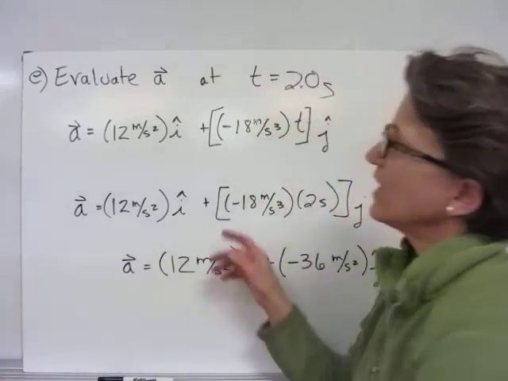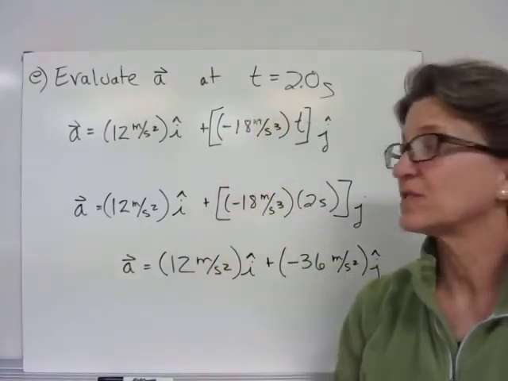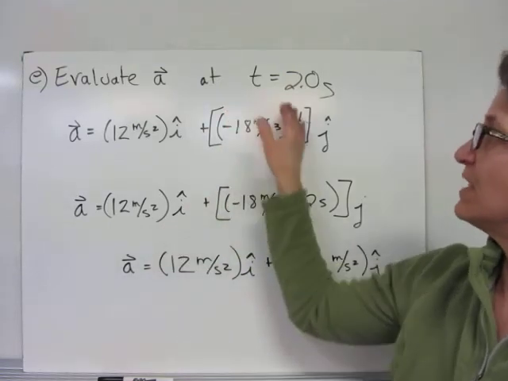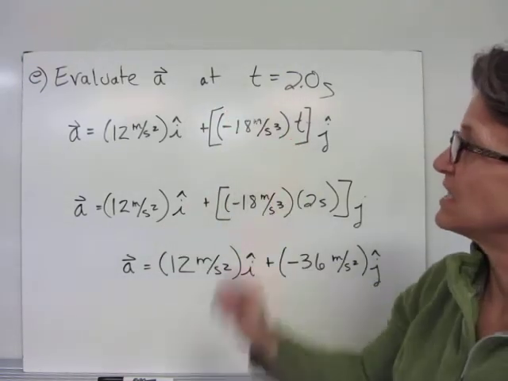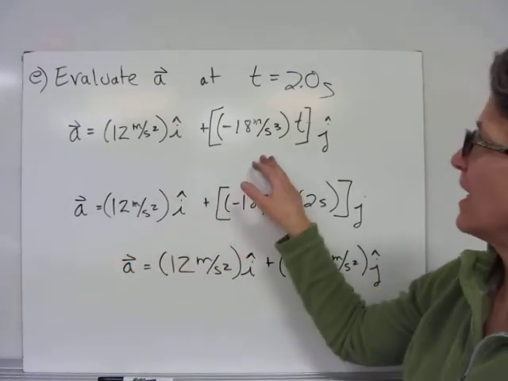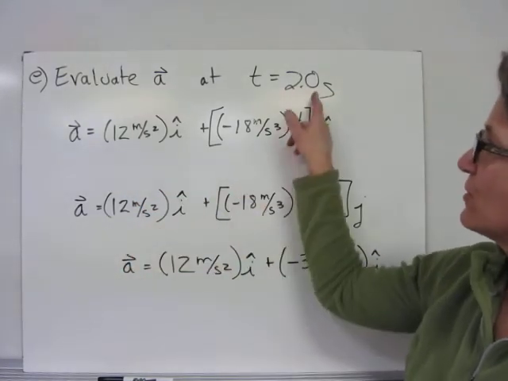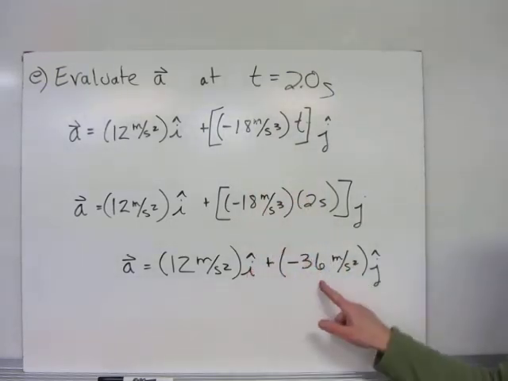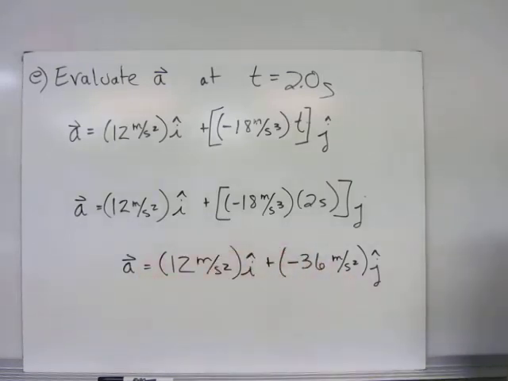We're going to evaluate a at t equals 2 seconds. So again, using 2 anytime we see a t, our i does not change at all, and our j value is 2 times -18 to give us -36. And this is our equation for the instantaneous acceleration at t equals 2 seconds.